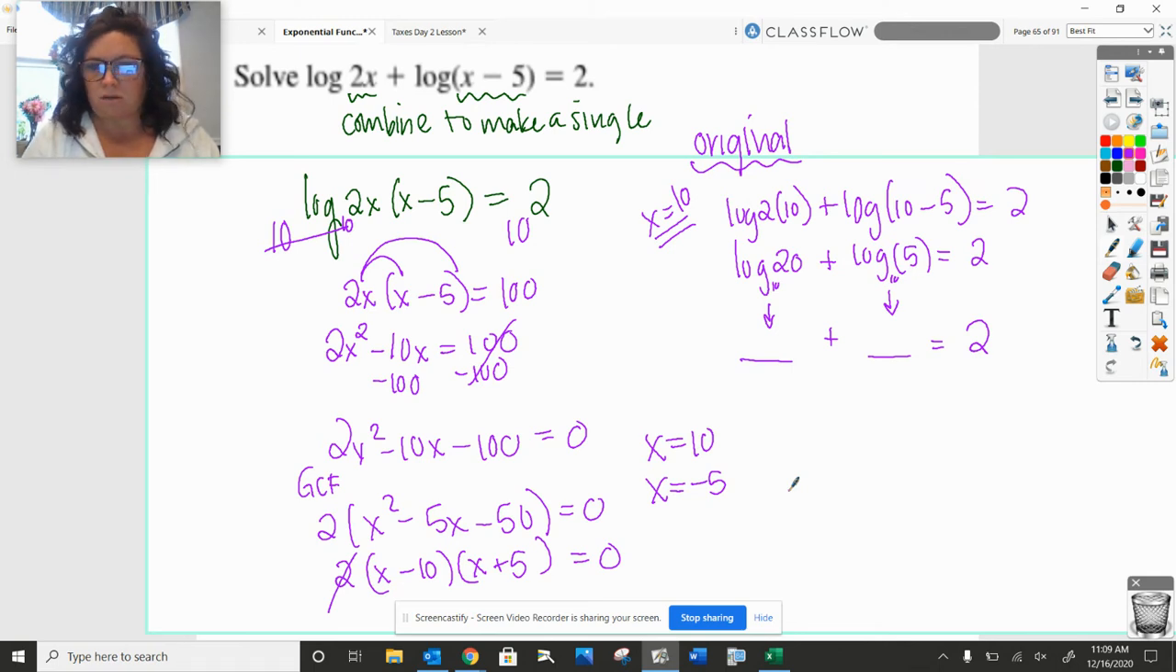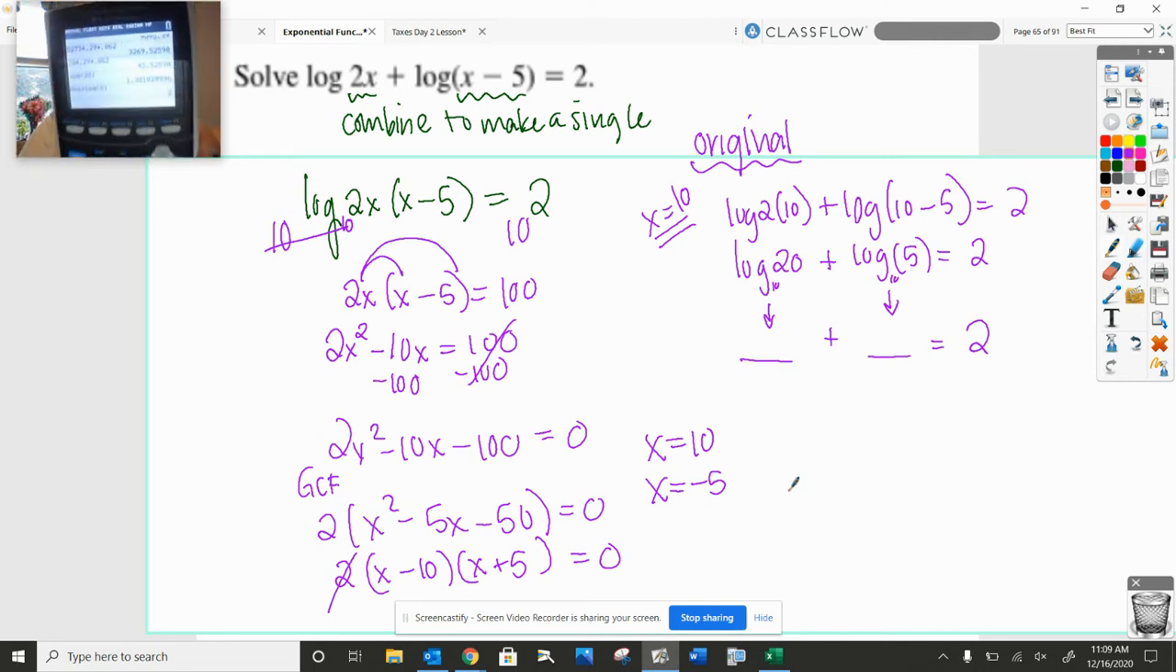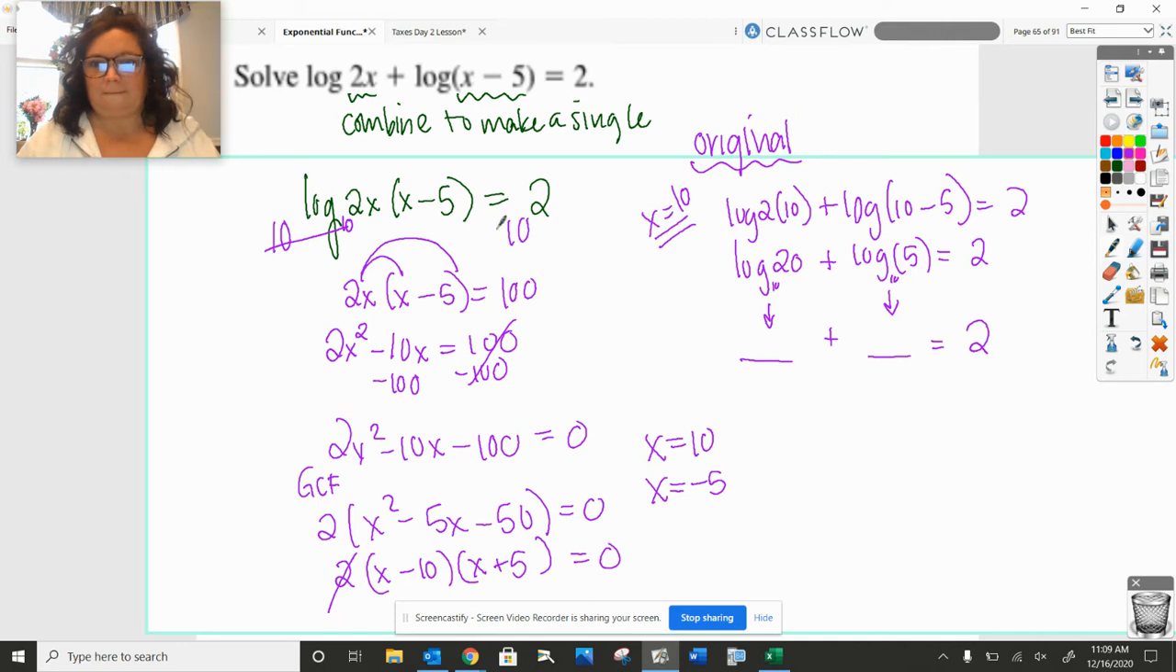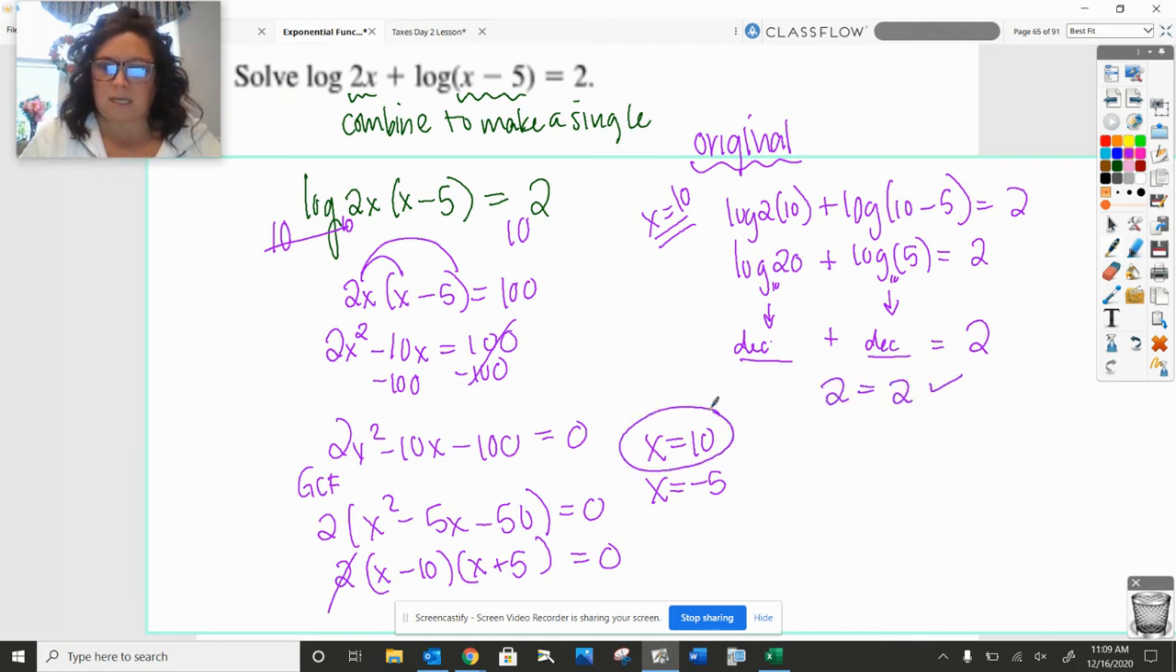Okay, enter. Weird decimal, and I'm going to add log of 5. And I'm not going to round them because I want to be pretty on point. And I don't know if you can see me at all on this screen, but you do get 2 exactly. So you find the decimal in your calculator, you add them together, it is equal to 2. So I can say that x equals 10 is a true solution. Now let's do our check on negative 5.